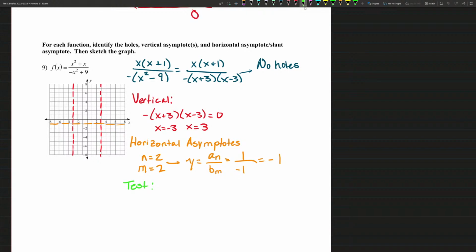So we need to test to the right, to the left, and in between. I'm going to test to the right first, so I'm going to plug in 4. When we do that, 4 squared plus 4, so that's 16 plus 4, that's 20. Negative x squared, so that's negative 16. Negative 16 plus 9 is negative 7. This is less than negative 1, so our graph is going to be down below.